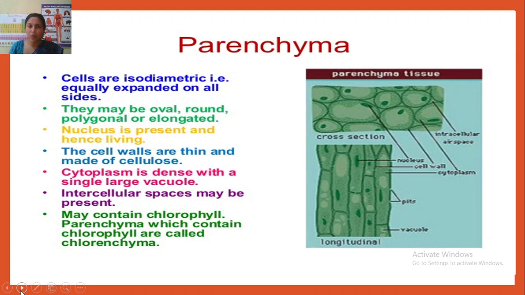Their cell walls are very thin and consist of cellulose. The cytoplasm is a little bit dense, and it may contain a single large vacuole. The other prominent feature of this parenchyma tissue is that between the cells they contain intercellular space.